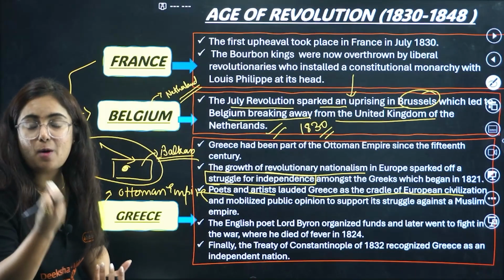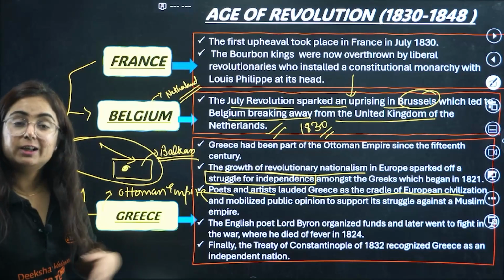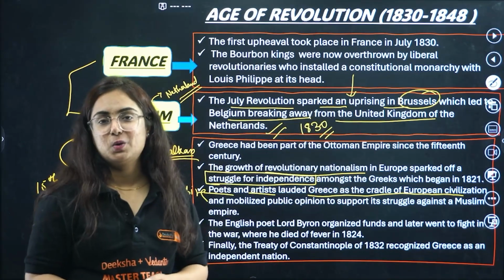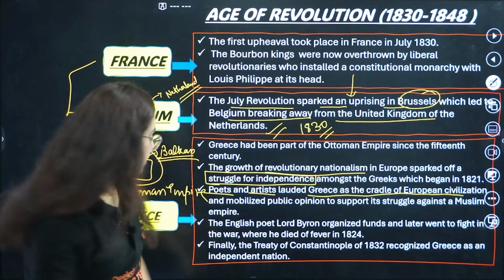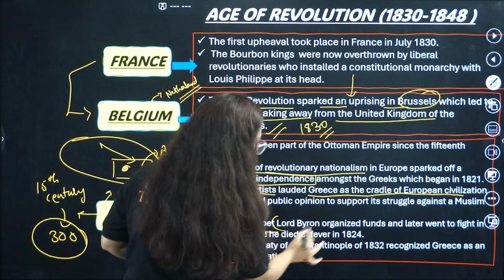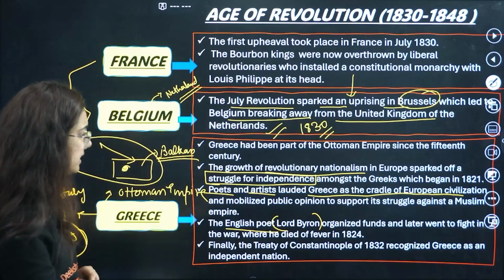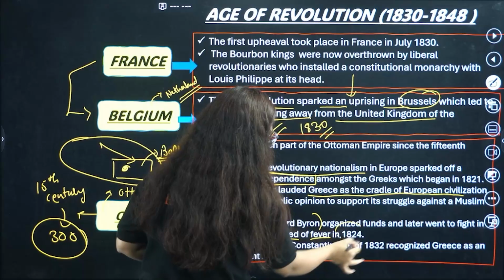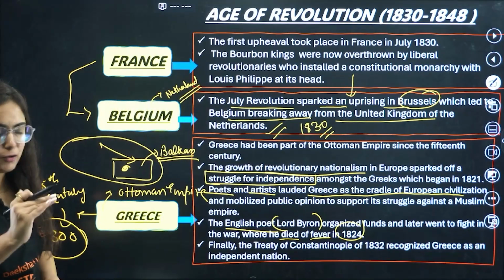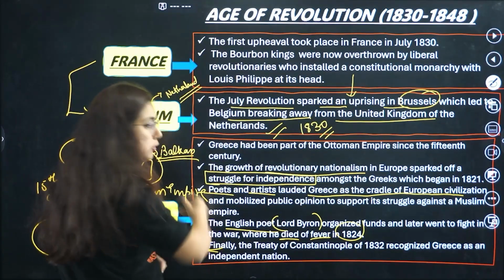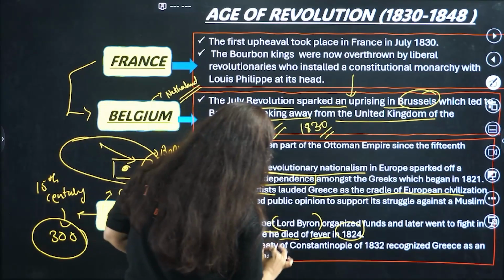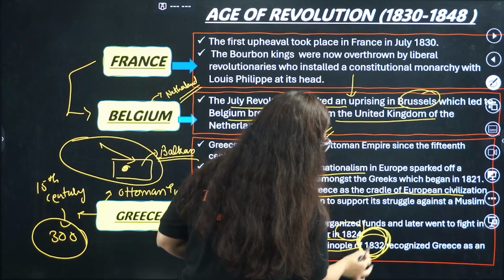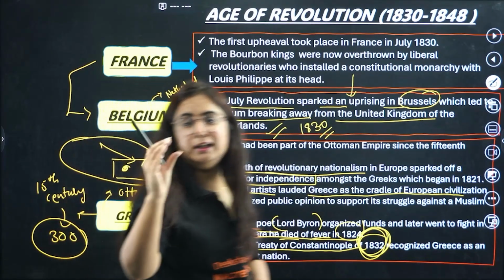They were gathering the support of the people, and the people who were living here in exile were also supporting them, considering Greece the cradle of European civilization. One such example is the English poet Lord Byron. He organized funds and later fought in the war too, but he died of fever in 1824. But the result came gradually. Finally, after long years of revolution, the Treaty of Constantinople was signed in 1832, in which Greece was recognized as an independent nation.